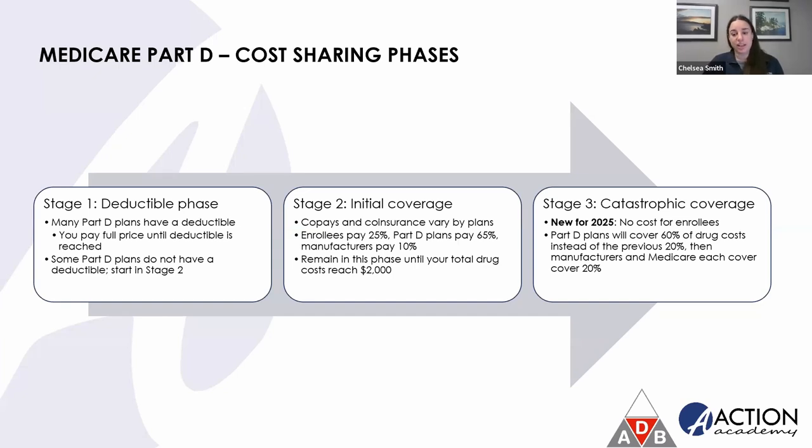point is reached. This is totally different than 2024, where there was a much higher out-of-pocket max and the Part D plan paid 20% at that point. And Medicare was responsible for 80. So a little different. A lot more responsibility for payment placed on the plan, and a little bit more on the manufacturer than in the past. So it's a good thing for your beneficiaries here that they're going to be paying a lower cost overall.